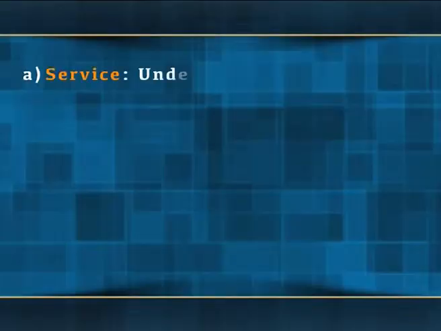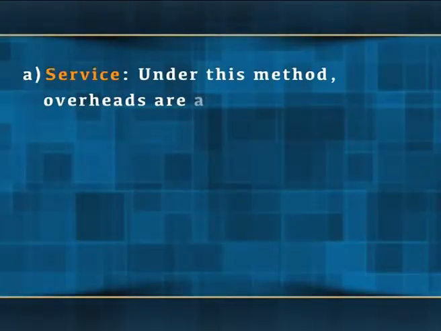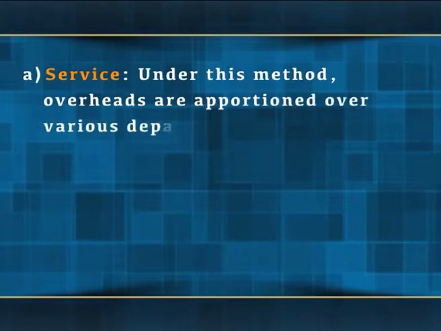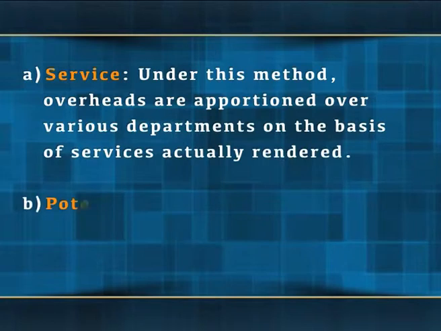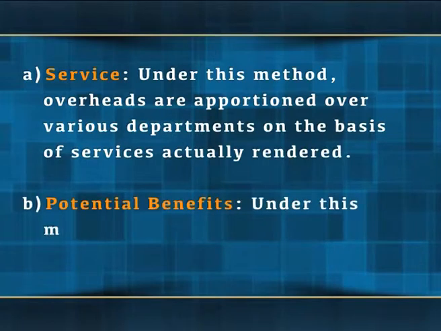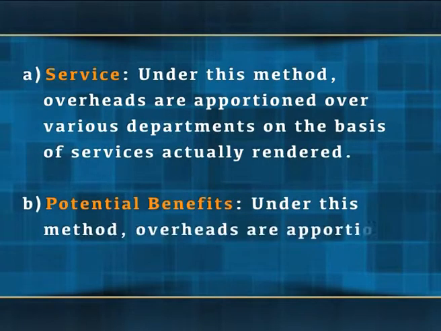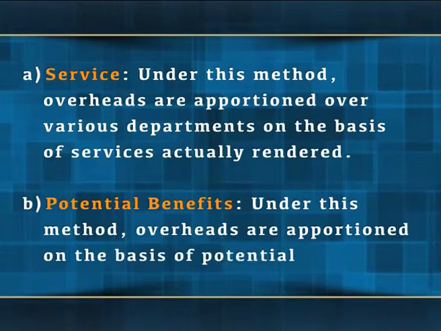Now let us look at apportionment of service department overheads. Service department overheads may be apportioned on the basis of A. Service. Under this method, overheads are apportioned over various departments on the basis of services actually rendered. B. Potential benefits. Under this method, overheads are apportioned on the basis of potential.